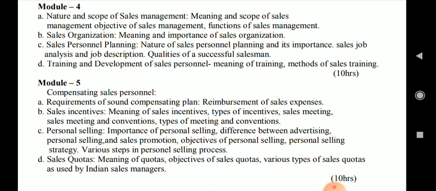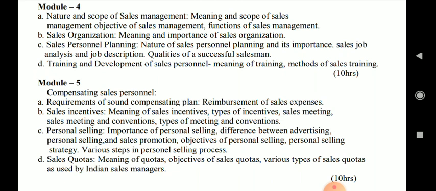Sales job analysis, so we talk about job analysis, job description, and all this is generally covered under HRM. You have studied all these things. Then what are the qualities to become a successful salesman, or what one should have in them to become a successful salesman.